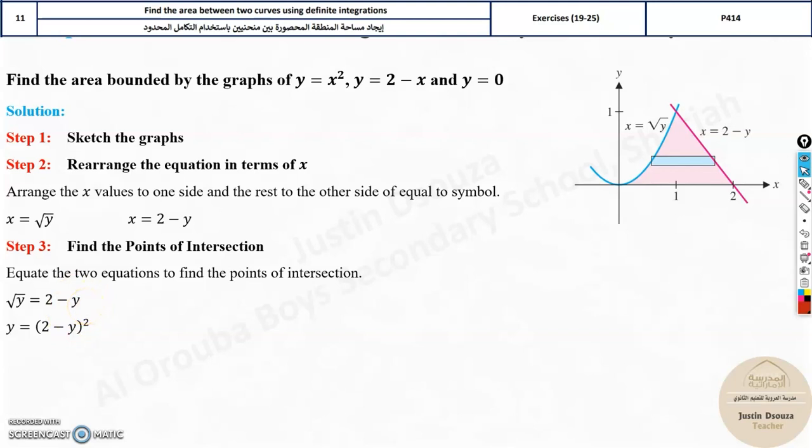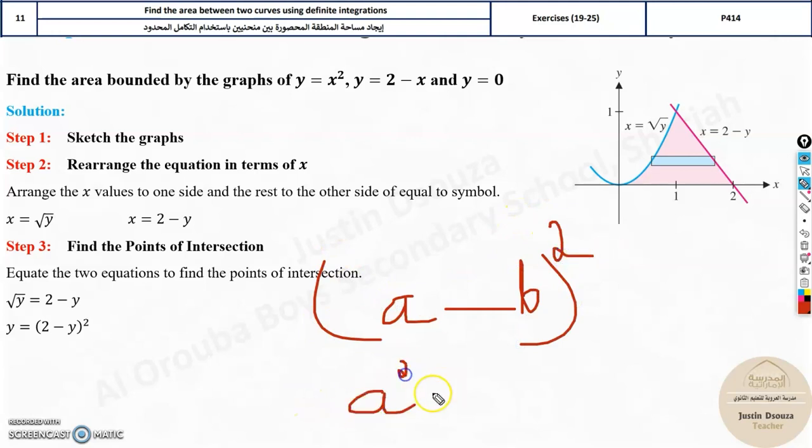Now, when you have y equals 2 minus y the whole square, how do you simplify this? I'll just write over here, a minus b the whole square. That is a square minus 2ab plus b square. I hope you remember this identity. You must remember this identity. It is the a minus b the whole square identity.